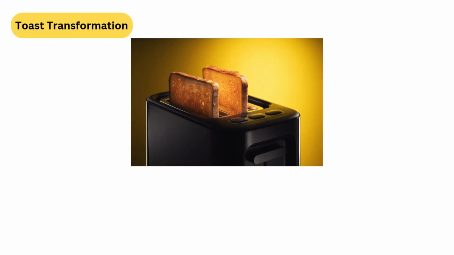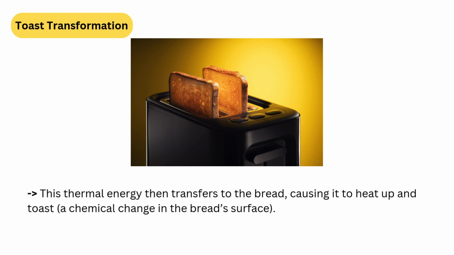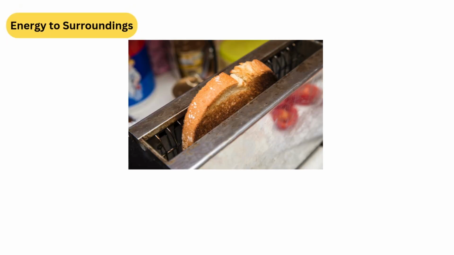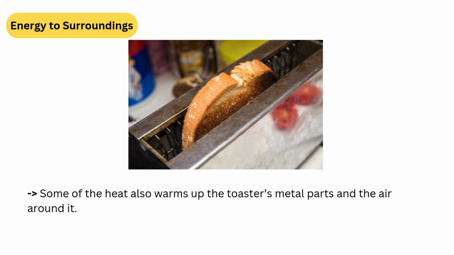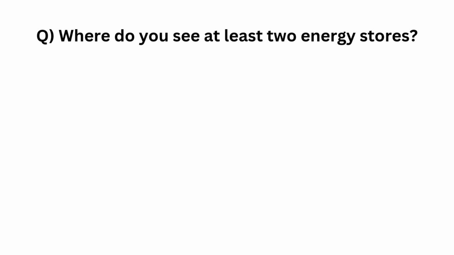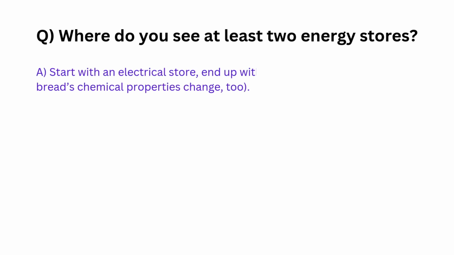Toast transformation. This thermal energy then transfers to the bread, causing it to heat up and toast, a chemical change in the bread's surface. Energy to surroundings. Some of the heat also warms up the toaster's metal parts and the air around it. Where do you see at least two energy stores? Start with an electrical store, end up with a thermal store, and the bread's chemical properties change, too.